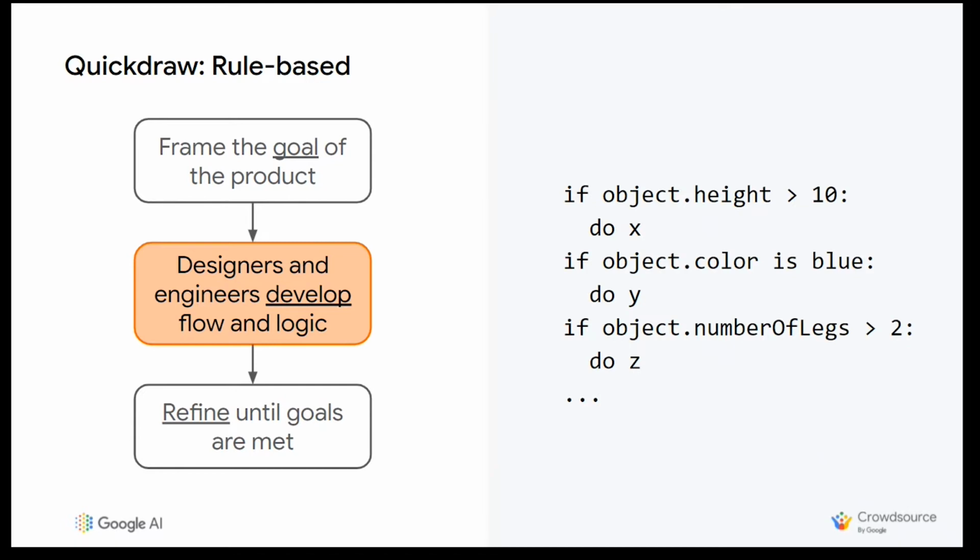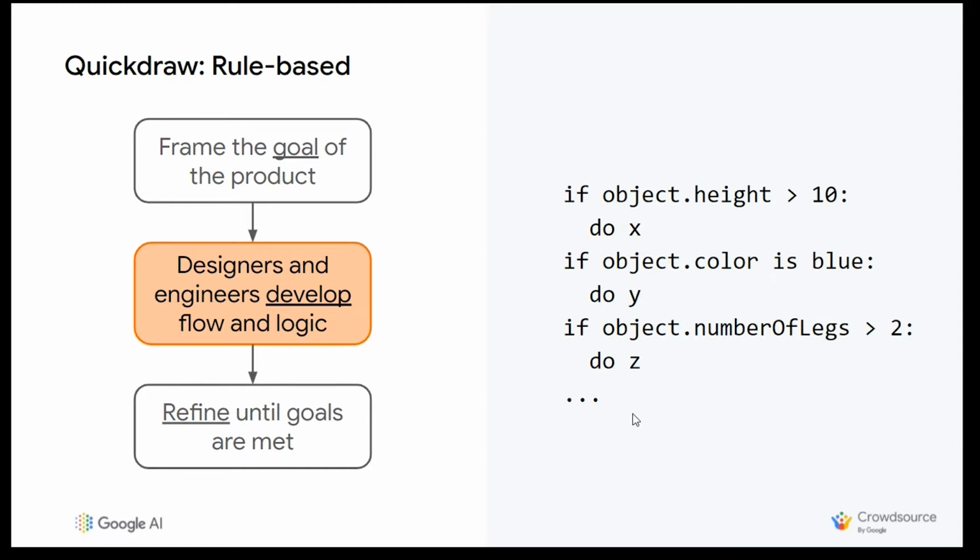You can think of it like the programmer is giving the computer a manual or a rule book, and it has to exactly follow that rule book. You don't have to do anything more than following that rule book. Then the programmers themselves will try to modify these conditions, will try to make it in such a way that the program can work better. So that's what we refine until the goals are met. That is a rule-based approach.